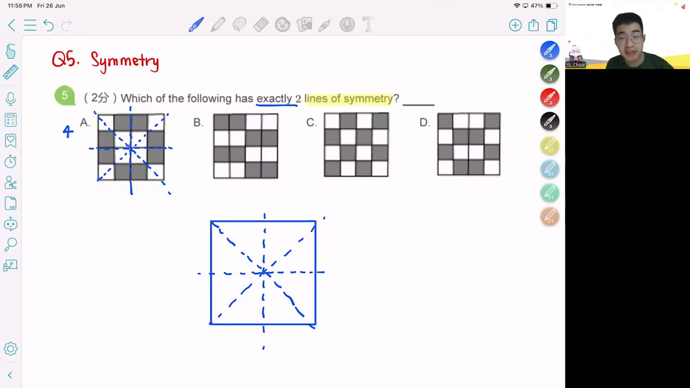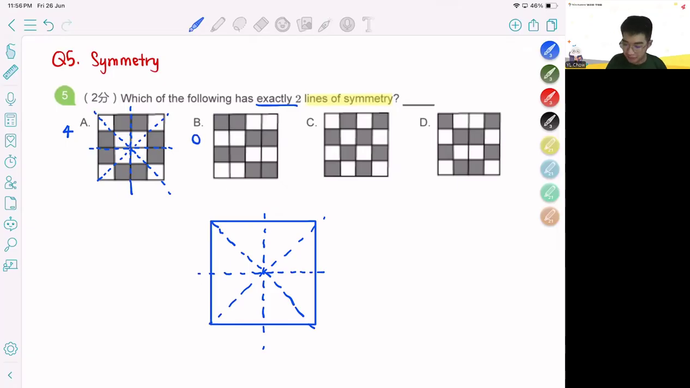For figure B, you will notice that even though I can still cut in the middle, the left and the right are different. Here it's shaded, here it's unshaded. They don't look the same. So in that case, this vertical line is not a line of symmetry. Likewise, the horizontal line is not a line of symmetry. Likewise, the diagonal is not. You see one side unshaded, one side shaded. So that is not the case. So B has 0 lines of symmetry.